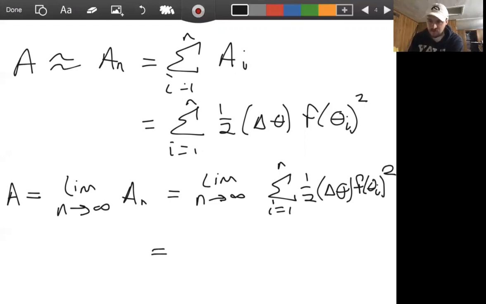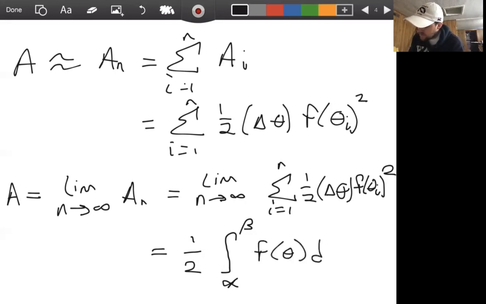Taking the limit, this sum turns into an integral, and what we get is 1/2 the integral from alpha to beta. Remember, alpha and beta were what we were starting and finishing our theta values at. And so it's 1/2, and we get f of theta squared d theta. And now we've derived a formula for calculating area under, excuse me, under a polar curve.